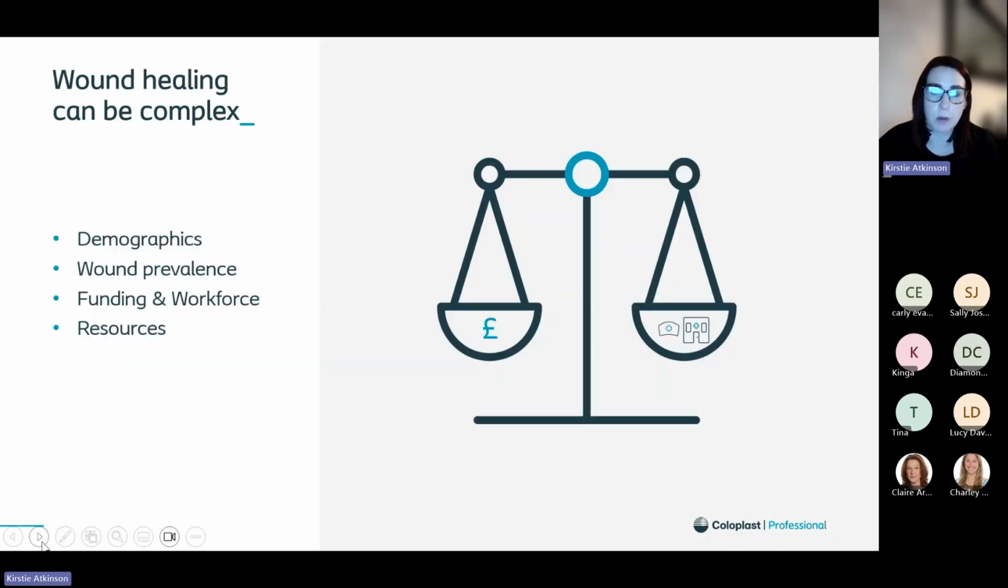And we know that wound healing can be complex, and that's demonstrated obviously with the numbers that you see from the previous slide. But we know that there is no one set demographic that means that a patient can get a wound. Anybody can get a wound and suffer from a wound. The wound prevalence is increasing. There's more wounds out there. There's more people suffering with wounds. There's no funding associated necessarily with wound care. And as we see, it's 8.3 billion to treat and manage these wounds. The workforce in the NHS is decreasing and the workload is increasing, so that's putting more pressure on wound healing and wound assessments, and resources are becoming depleted as well.